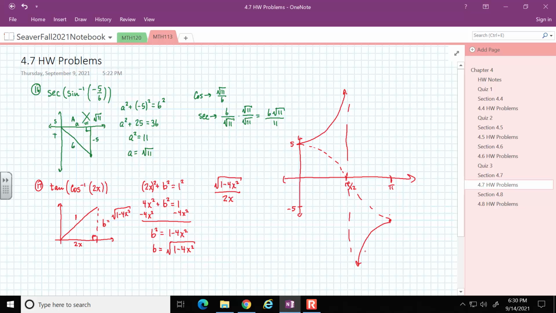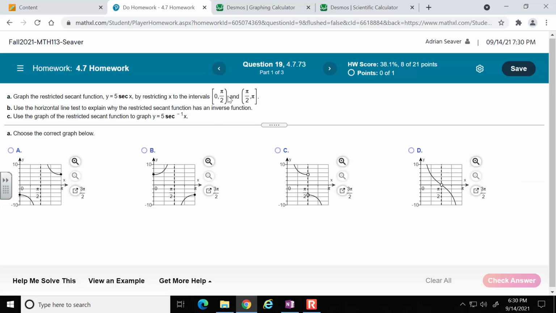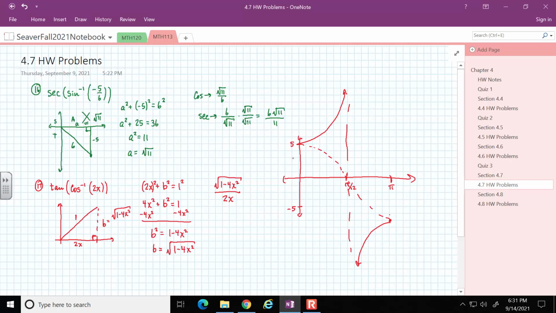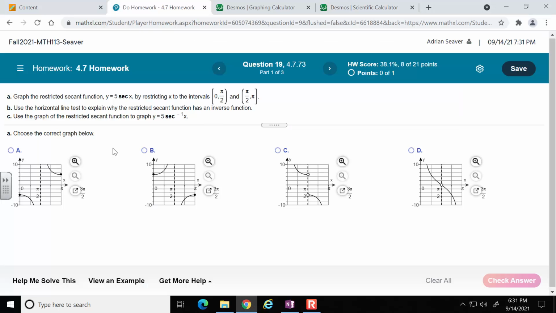So the question says between 0 and pi halves and pi halves and pi, and it wants me to graph the restricted secant function. So in this case, it just wants me to graph the secant function. That would be kind of this looking thing. So which one is that? Looks like B.